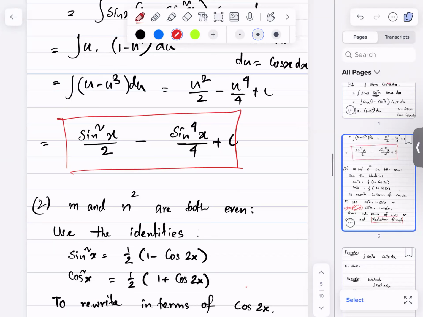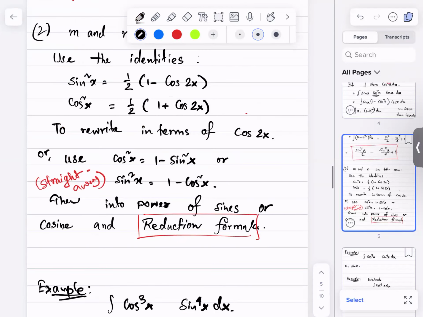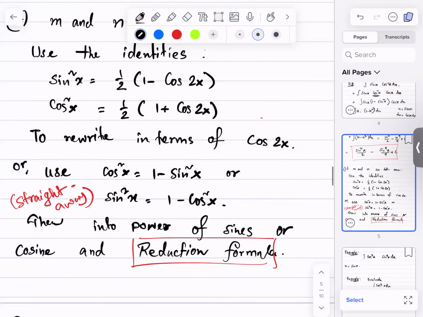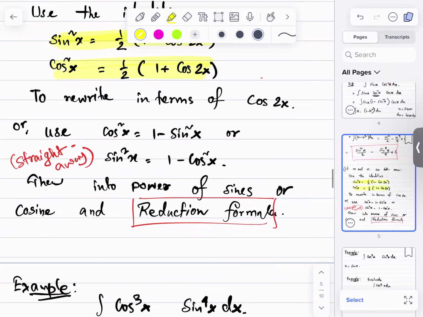Okay. Now, if both m and n are even, then how will you tackle it? So then what you have to do is, you have to use the identity sine square x equals half of 1 minus cosine 2x. And the other identity, this too you have to use. And then you have to write everything in terms of cosine 2x. Okay. This is one way.